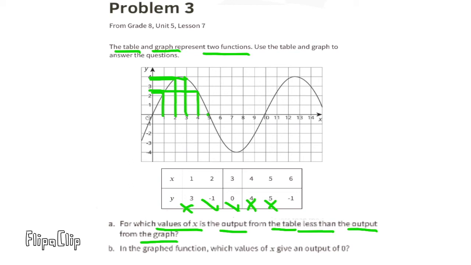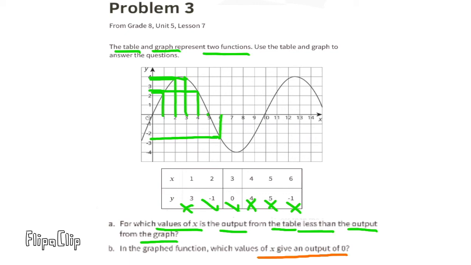Last one. Let's look at the table. When the value for x is 6, the value for y is -1. Now let's look at the graph. When the value for x is 6, the value for y is between -2 and -3. This one is also a no because the value for y in the table is -1, which is greater than the value for y on the graph, which is somewhere between -2 and -3.